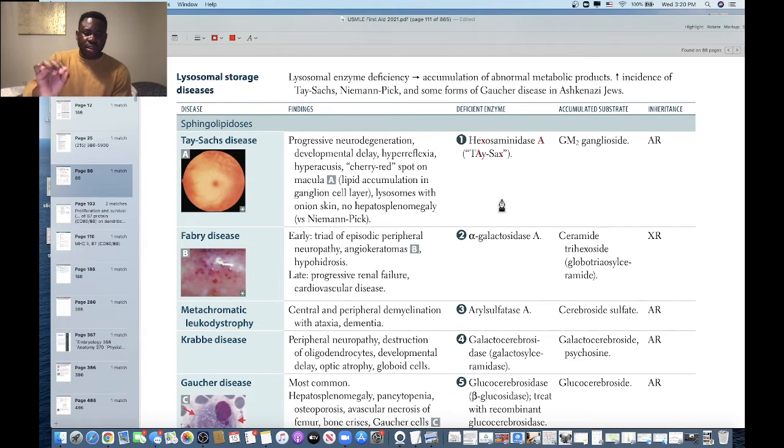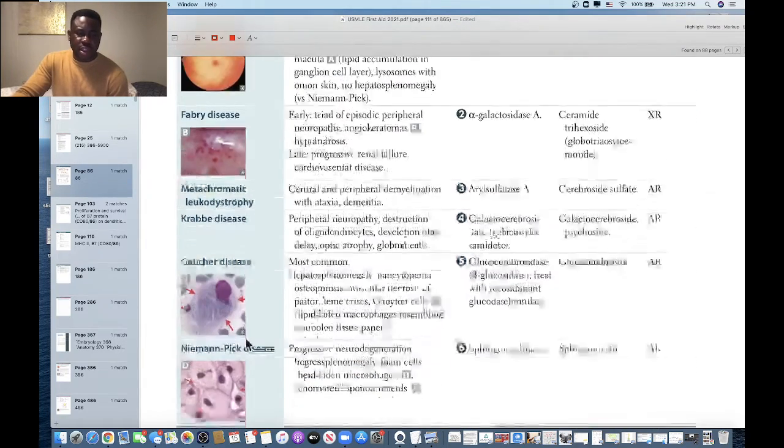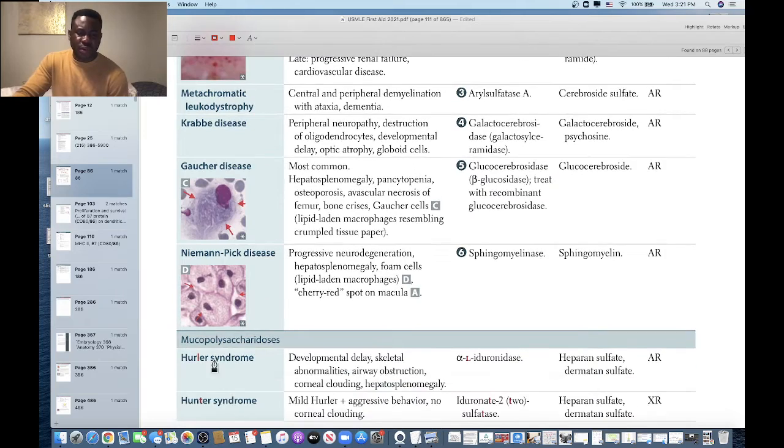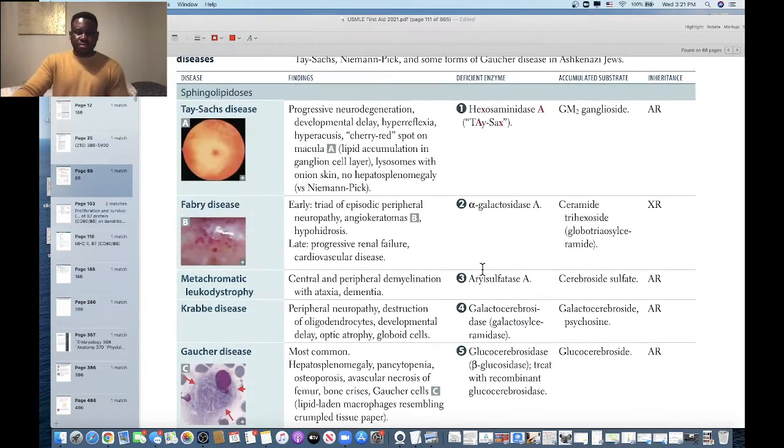You have to find a way of understanding all of them. Now, we have Tay-Sachs, Fabry, metachromatic leukodystrophy, Krabbe, Gaucher, Niemann-Pick, and then we also have the rest here, Hurler and Hunter. What I do is I assume that all of them present almost the same, like the child will have weakness and all those things, but that is not classic to any of them. So I go after the classic presentations, because the question will always go after the classic presentations.